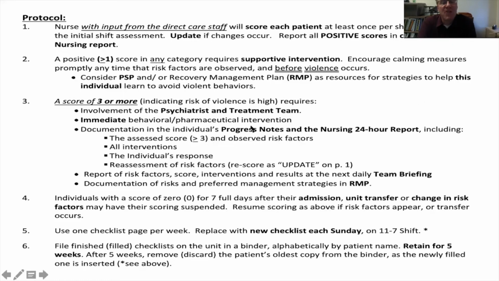So we're going to use one checklist per week. As I mentioned, you saw it went, I believe, from Sunday to Saturday. And then you put a new checklist in the binder on Sunday on the 11 to 7 shift. All right, and then you file the finished checklists on the unit in a binder alphabetically by patient name, retained for 5 weeks. After 5 weeks, remove, discard the patient's oldest copy. So this is not a formal medical record, but is literally a checklist.